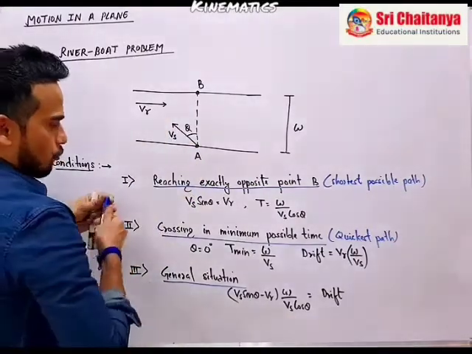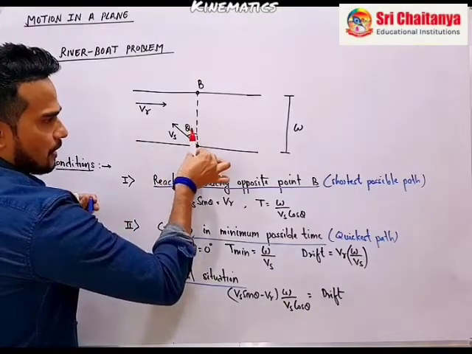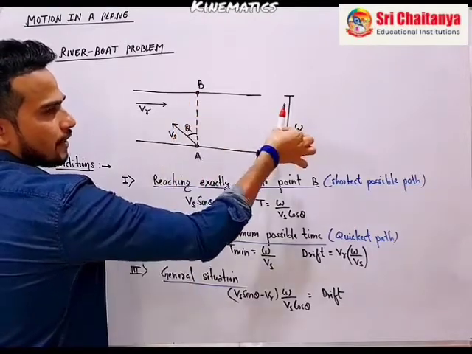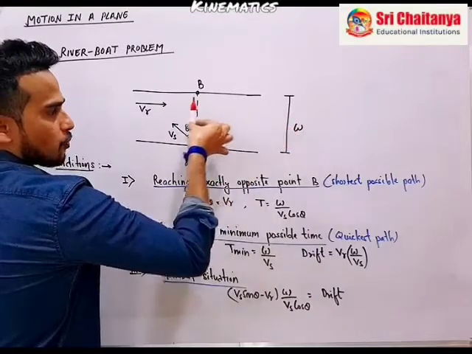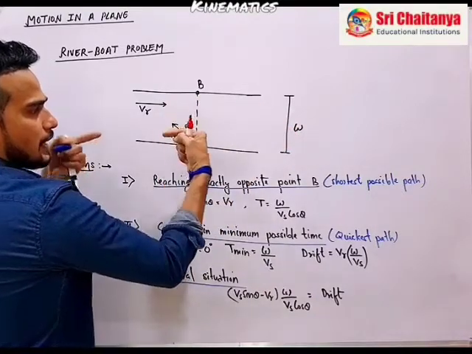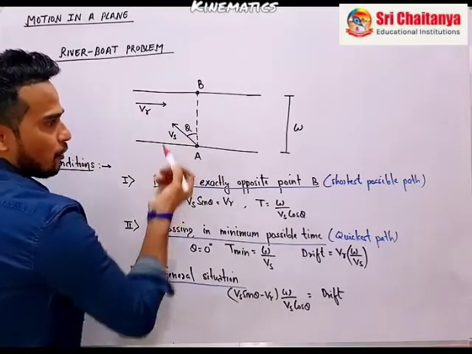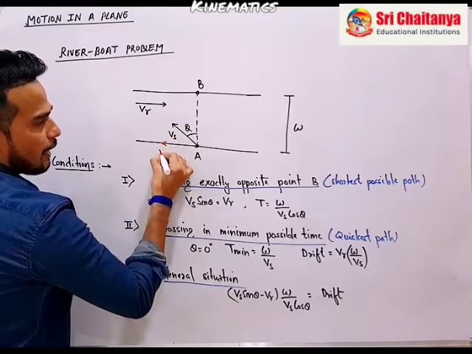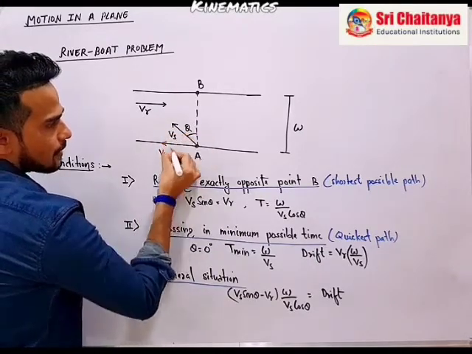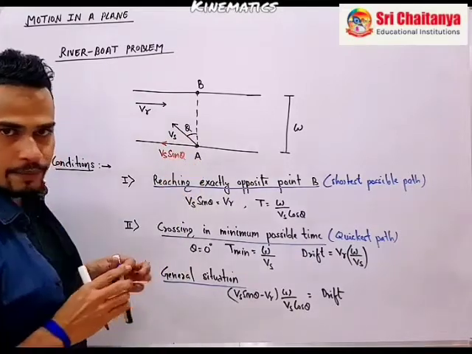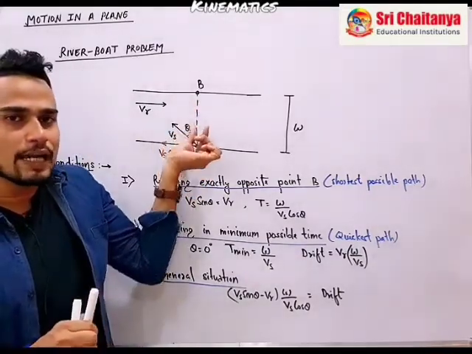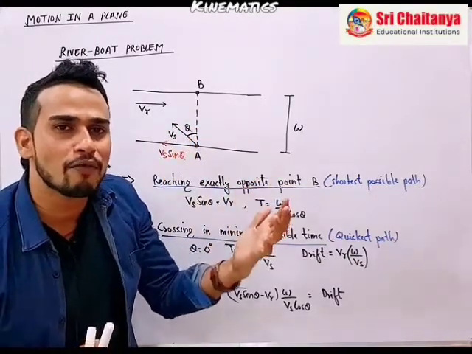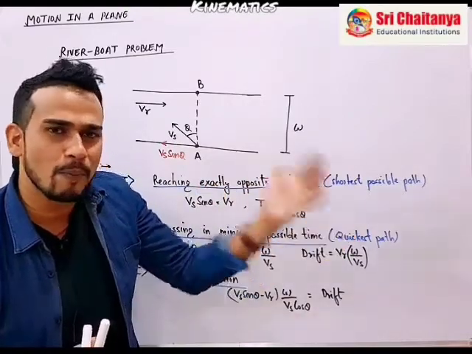If the swimmer starts swimming straight like this, it will not be possible to reach exactly the opposite point because the river will drift him. So if the swimmer wants to reach exactly the opposite point, he has to balance the river flow. That's why the swimmer will start at some angle theta. When the swimmer starts with angle theta, if this is Vs and this is theta, this component will be Vs sin theta. How can the swimmer balance the river flow? By giving one component of his velocity opposite to the river.